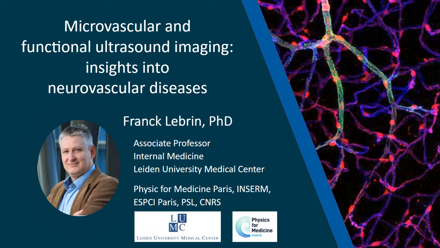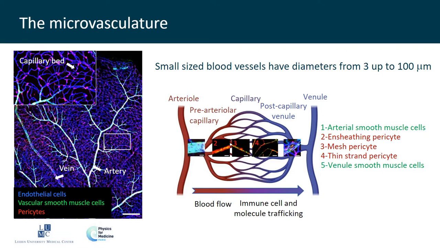So after a short introduction about the microvasculature, I will focus my presentation on a rare genetic vascular disease named hereditary hemorrhagic telangiectasia, and the use of functional ultrasound imaging and ultrasound localization microscopy to study HHT. So first, what is the microvasculature? We define the microvasculature as blood vessels with a diameter ranging from 3 to 7 micrometers for capillaries, to blood vessels that are less than 100 micrometers.